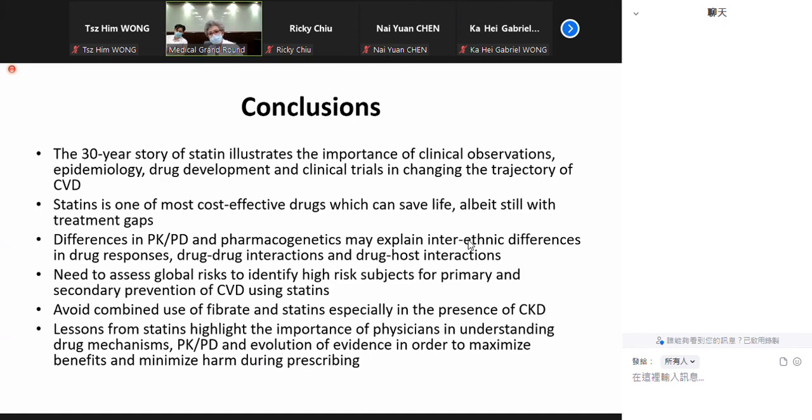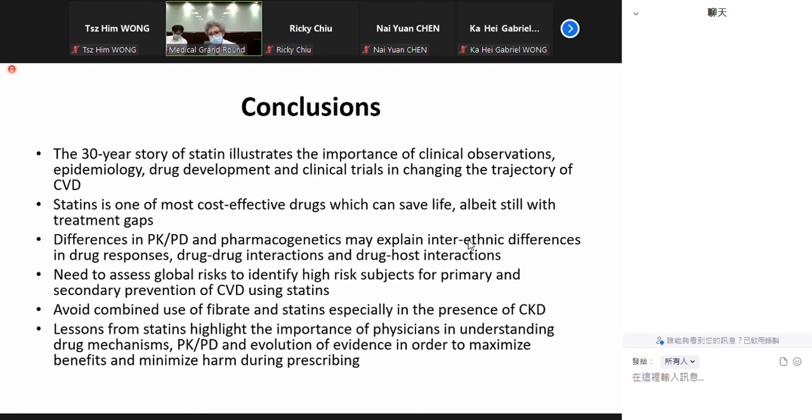Although there are still a lot of treatment gaps already highlighted. There are a lot of people who already have coronary interventions, but then they will not be put on statin, or people who are very high risk for cardiovascular disease are not put on statins. And this is really striking, considering how cheap statins are now, and how expensive some of these procedures are.